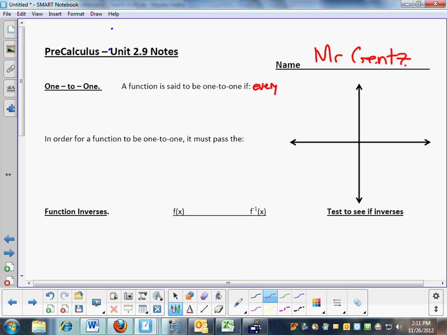every element of the domain corresponds to exactly one element in the range. That actually just made it a function. We say it's one-to-one if the converse is true.